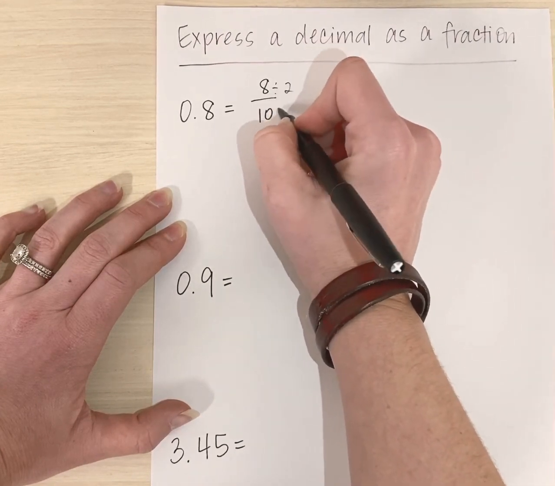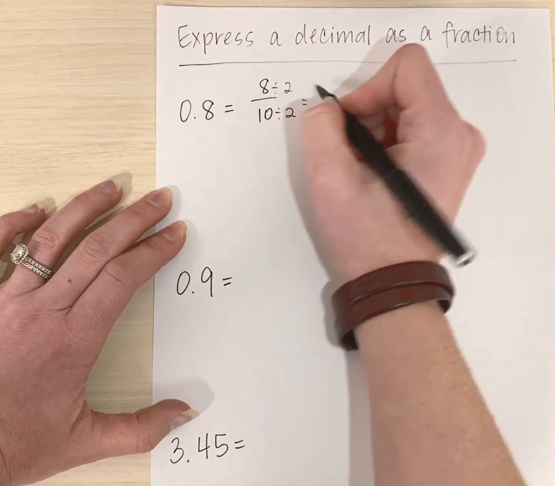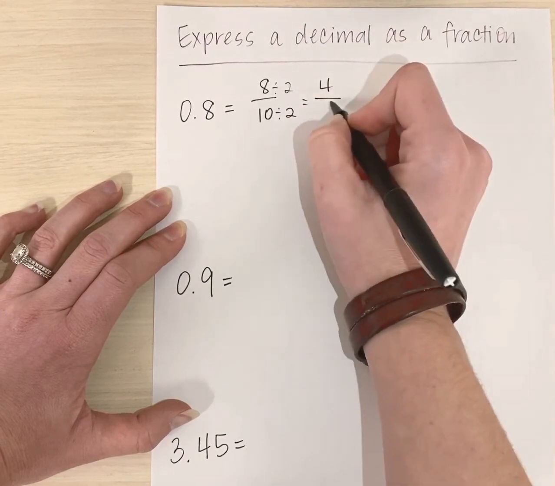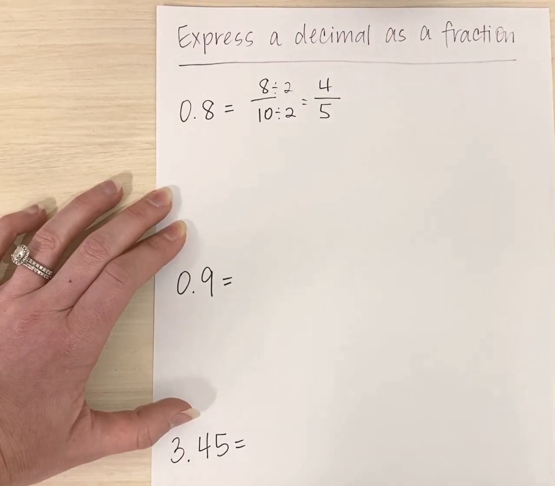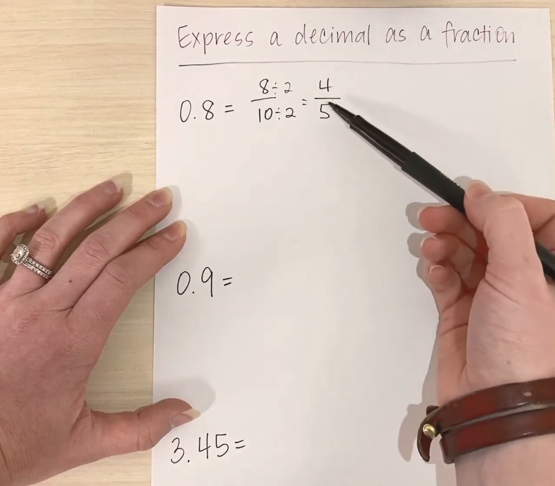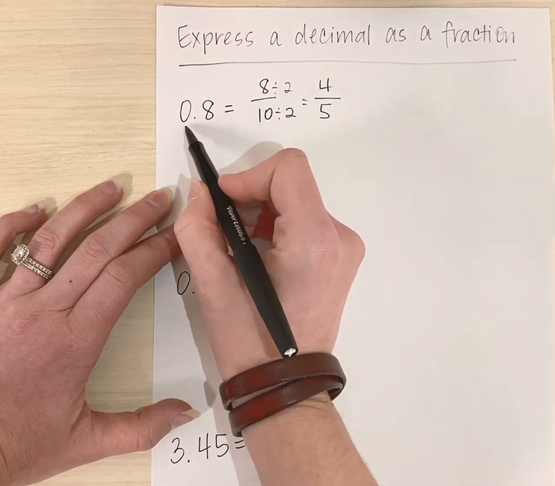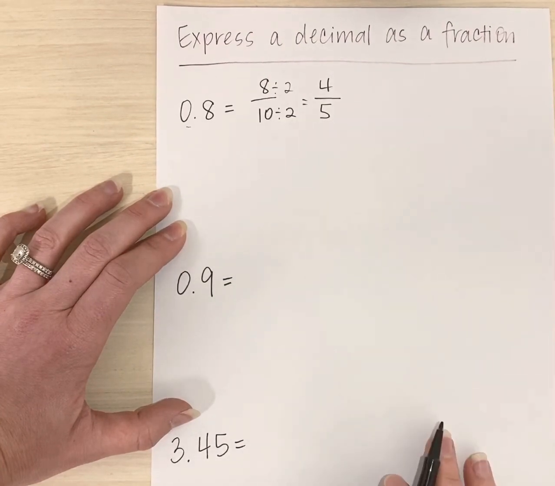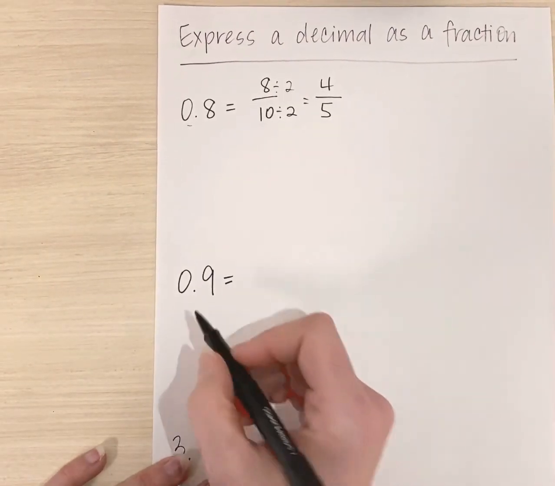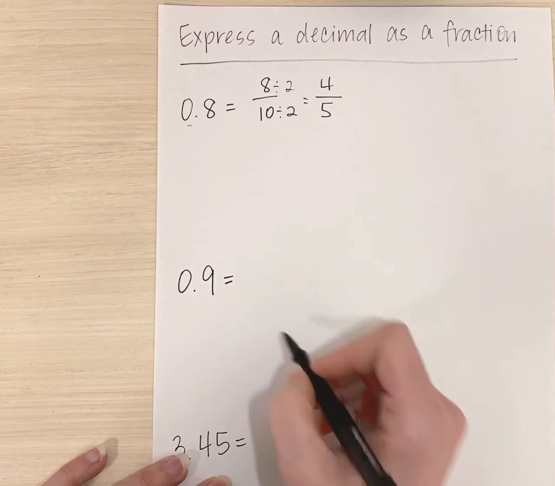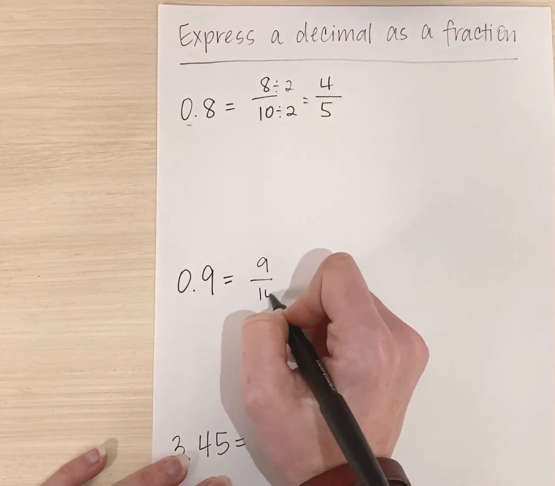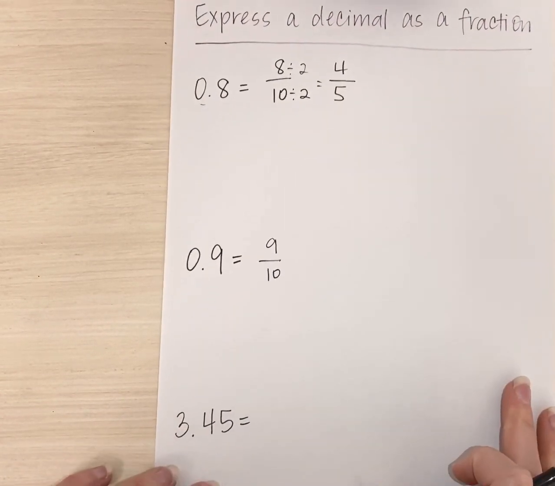I'm going to start dividing by 2. 8 divided by 2 is 4. 10 divided by 2 is 5. So 4/5 is the simplest form of 8/10. So I went from a decimal to a fraction in the simplest form. Again, just saying the decimal, 9/10, and that's already in simplest form.